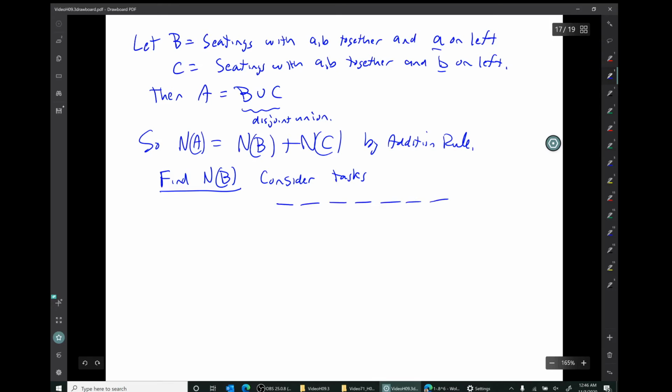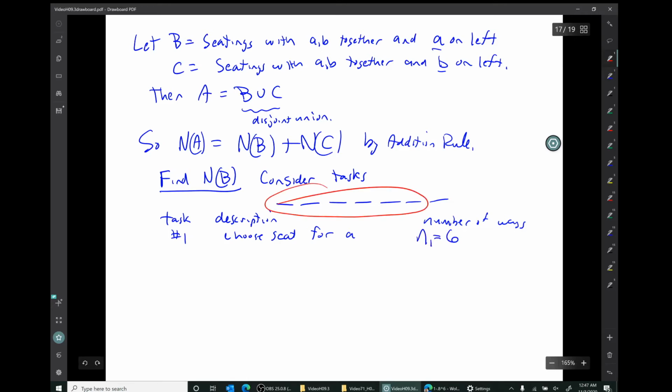So our first task is going to be to choose the seat for person A. The number of ways that we can do that task is 6, because person A can only sit in one of these 6 seats. Person A can't sit here because person B is going to have to be to the right of them. Then what's our next task? Well, we choose a seat for B, but the number of ways of doing that is just 1, because B has to be immediately to the right of A.